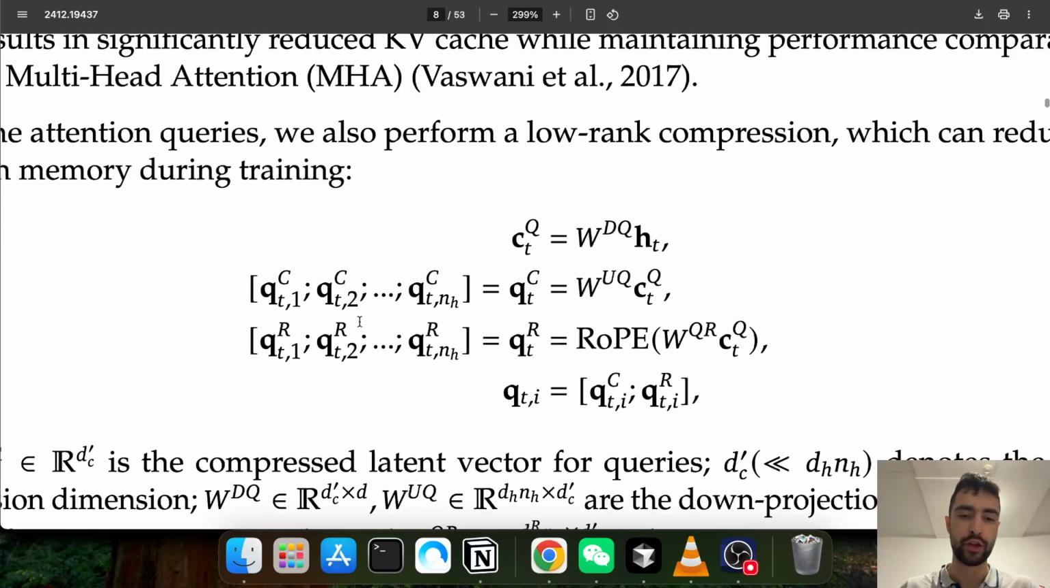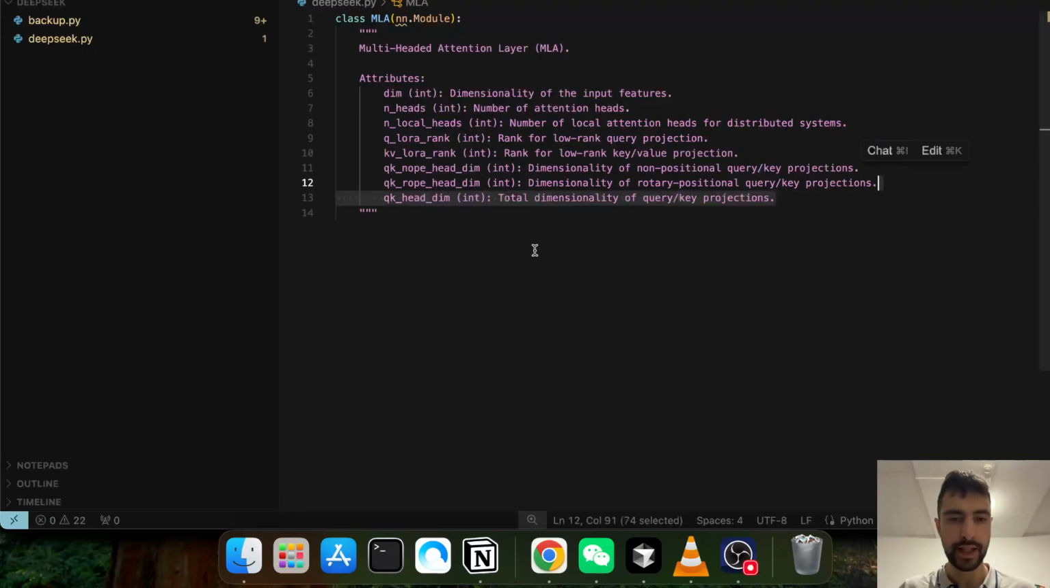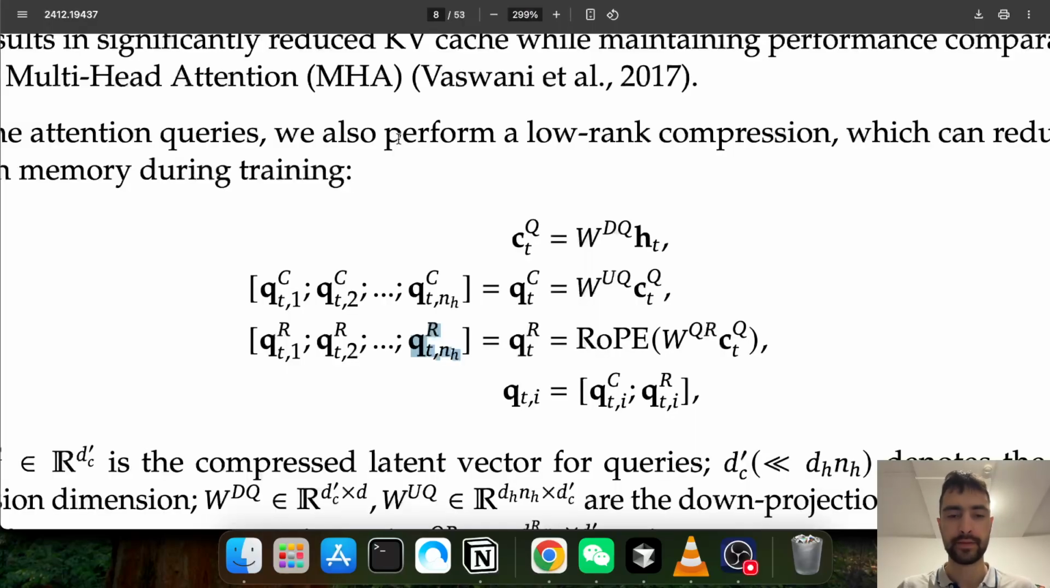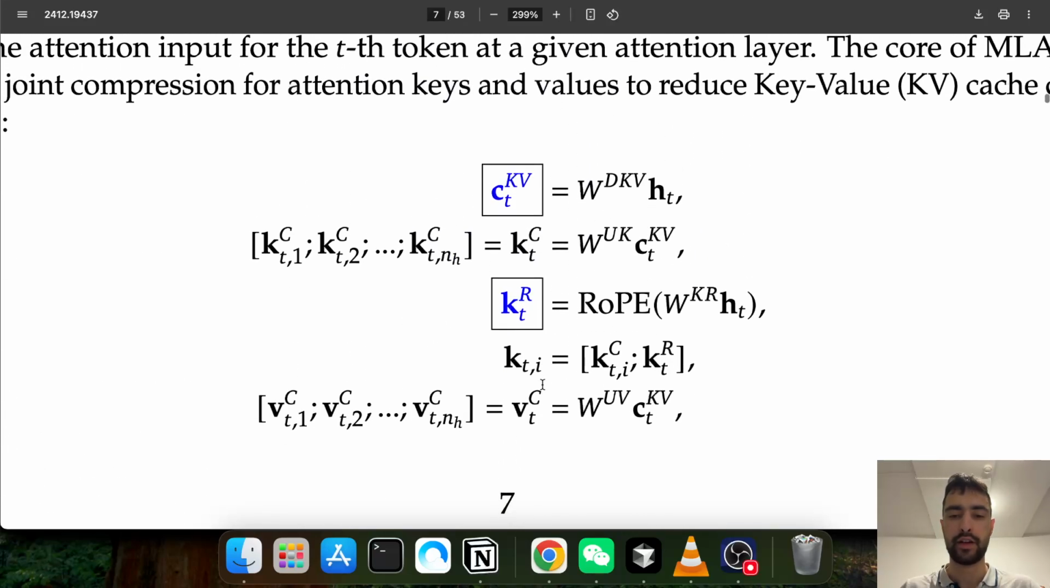In query, each rope head is separate, so this is the length of one rope head. Then query key head dimension. We get this by adding rope and nope head dimensions, because as you can see here, you get the query head by concatenating the latent one from the compressed and the one that has rope information, and same here for the key. So the dimension of this head is nope plus rope.